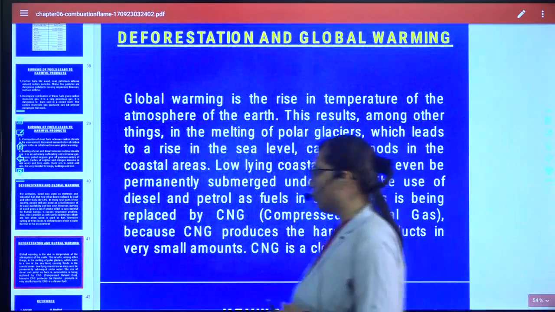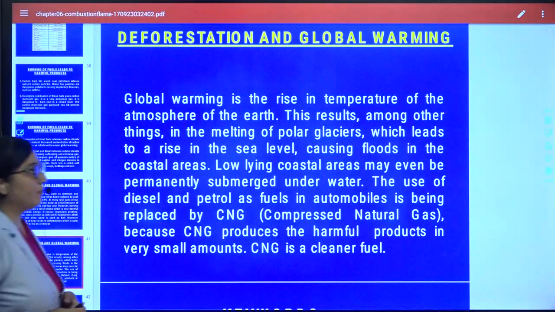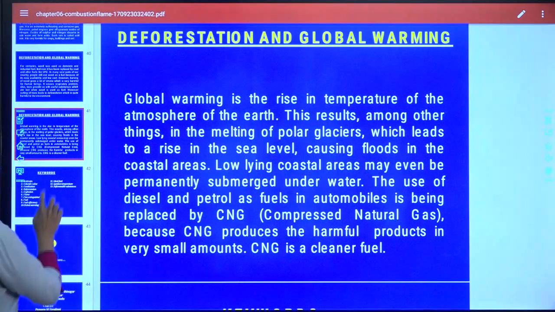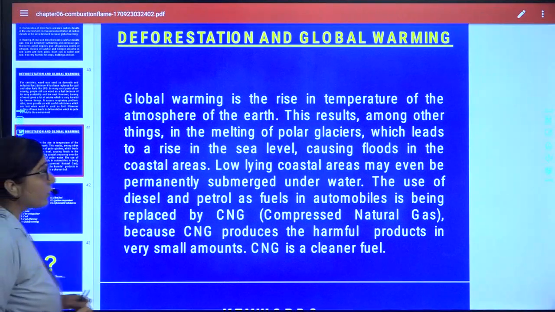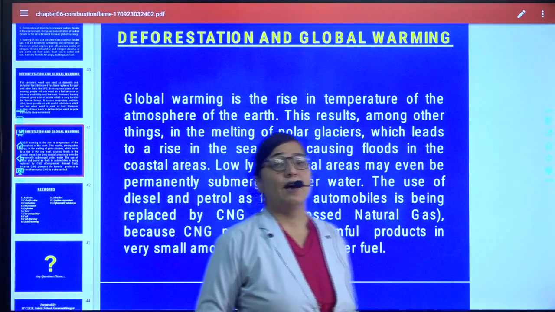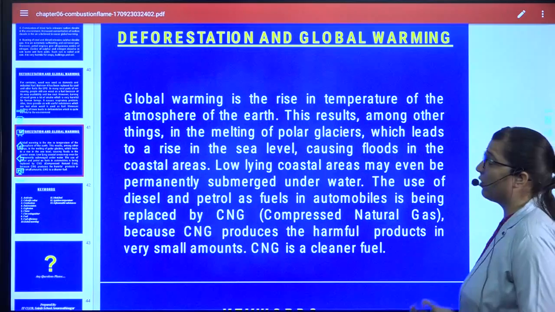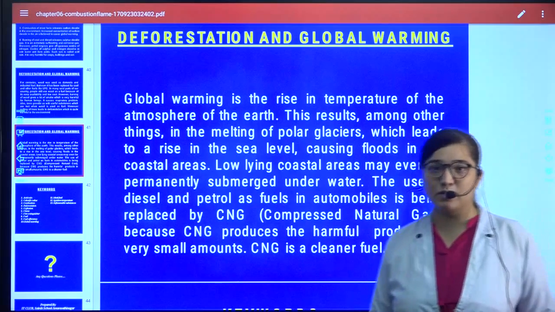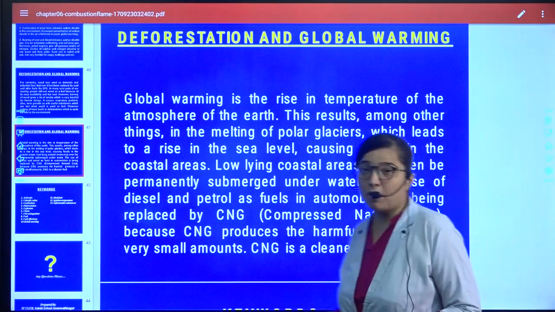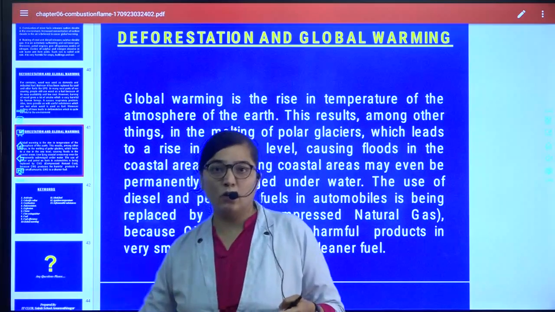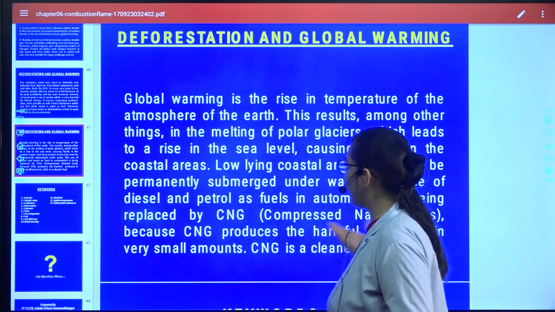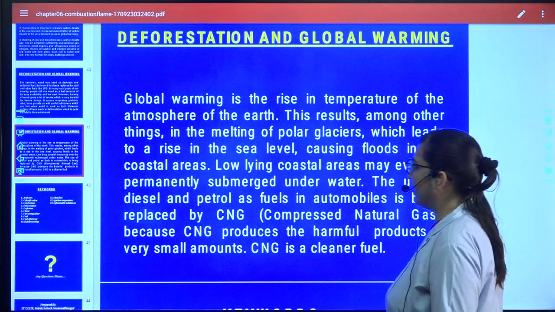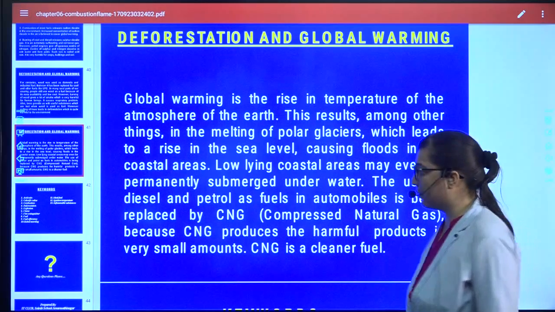Coming to the next part, which is global warming. You already know about the temperature, as I talked about, the more and more use of fuels and carbon dioxide is creating a problem. So global warming means what? Whenever there is a rise in the temperature of the atmosphere of the earth. And what will this lead to now? Ice in the polar regions will start melting. That is one of the problems, and when the ice melts, ultimately the low-lying areas will get submerged. So that again leads to a rise in the sea level. So there will be floods in the coastal areas, and low-lying areas will get totally submerged.